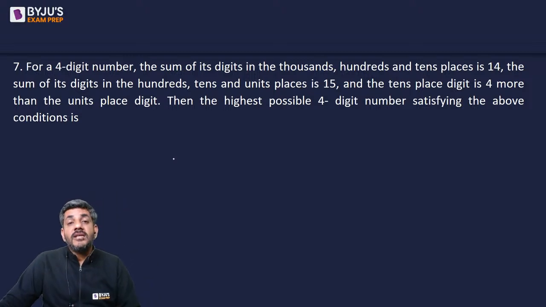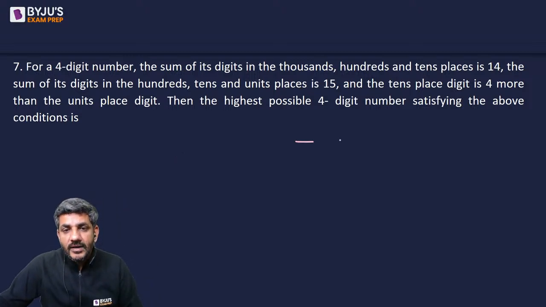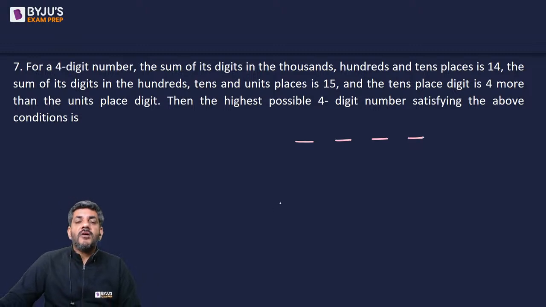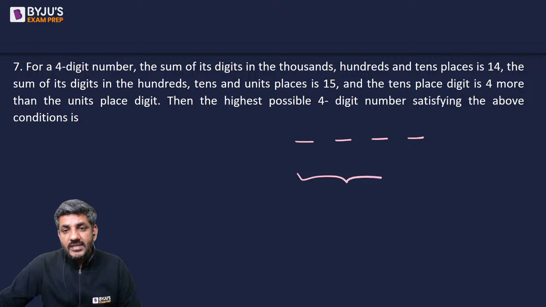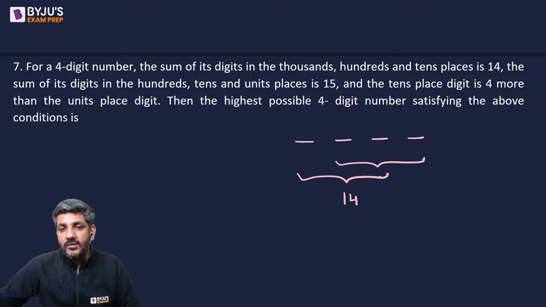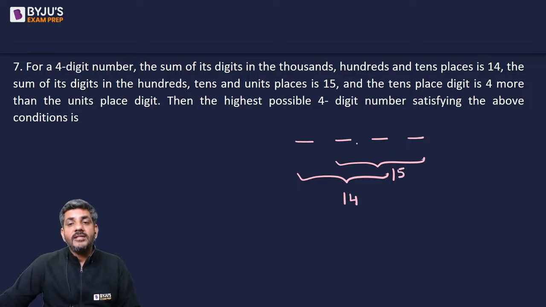For a four digit number, he says the sum of the digits in the thousands, hundreds, and tens place. That means these three digits, they add up to 14. And the sum of the digits in the hundreds, tens, and units place is 15. And these three digits, they add up to 15. ये तीनों का सम 14 है और ये तीनों का सम 15 है.